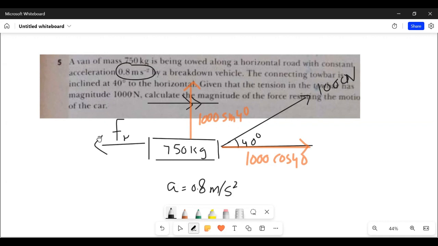Forward force minus backward force is equal to ma. Exactly. So what's going to be the forward force? 1000 cos 40. Yes. This is the forward force because they're both in the same direction. So to find the frictional force, you're only looking at the horizontal components. You don't need the vertical components. So the forward force is going to be 1000 cos 40.